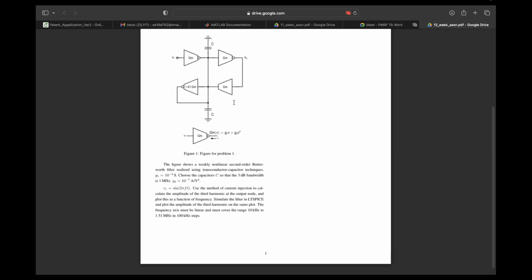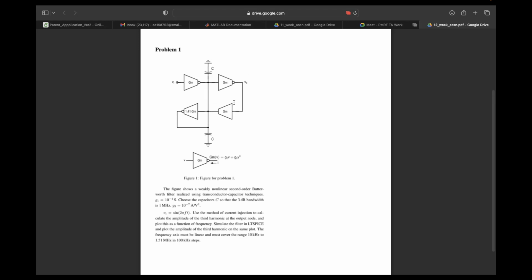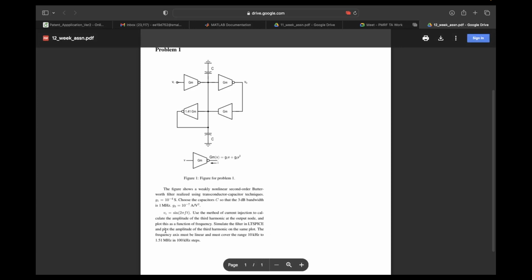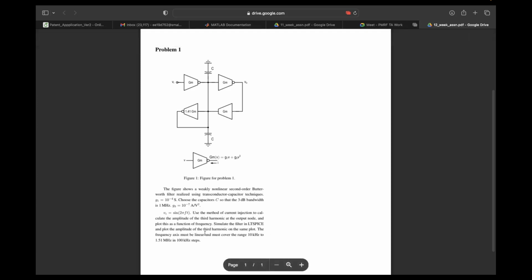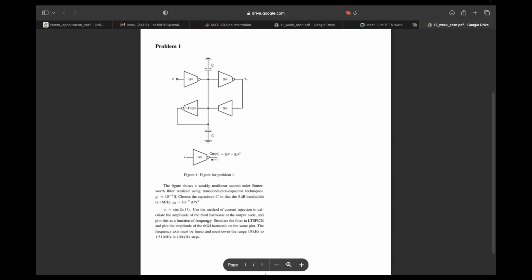You need to make the circuit in LT-Spice and run the transient. That's all. For MATLAB, simulate the filter in LT-Spice and plot the amplitude of the third harmonic on the same plot. So you get one plot from MATLAB and another plot from LT-Spice.